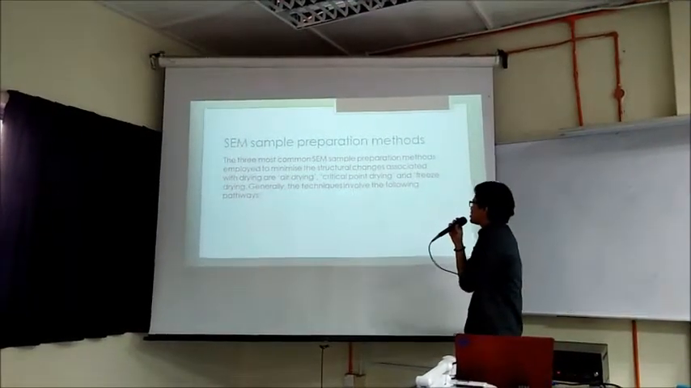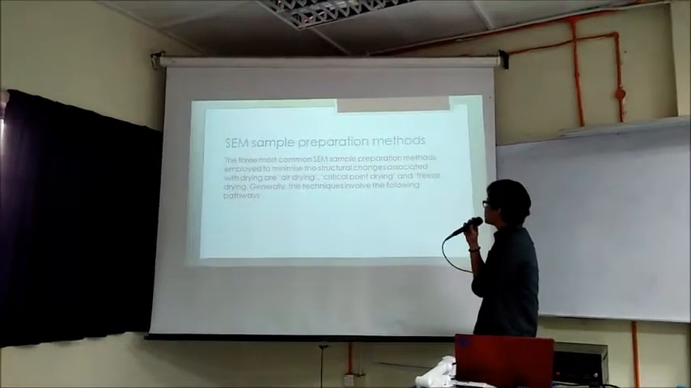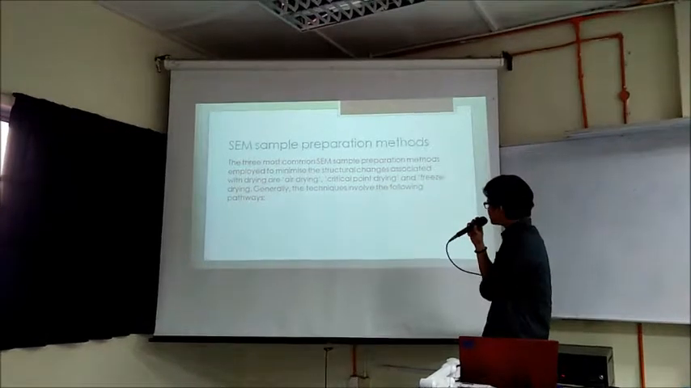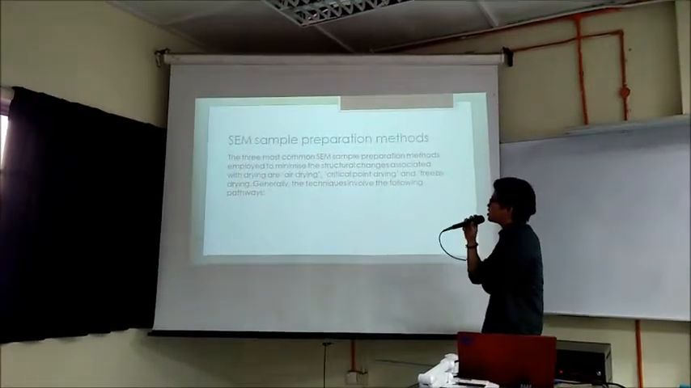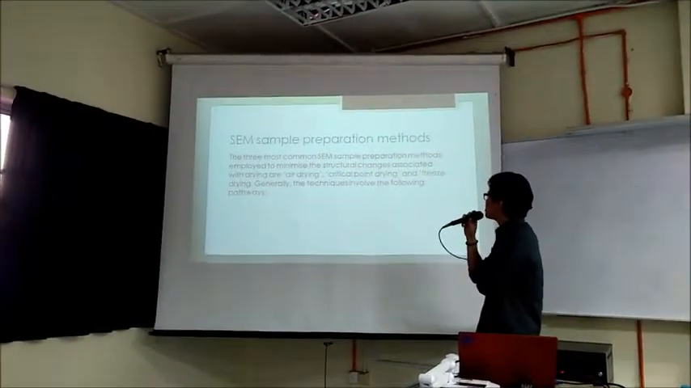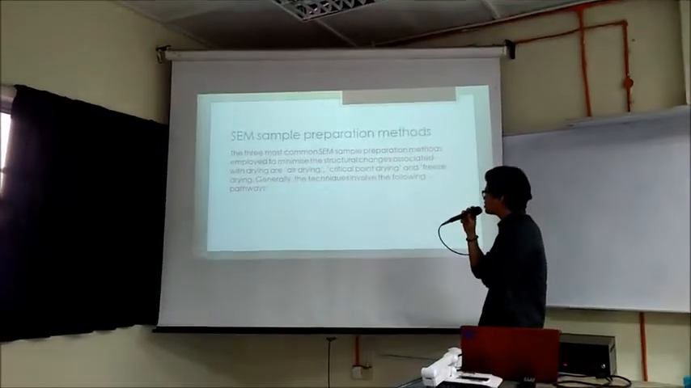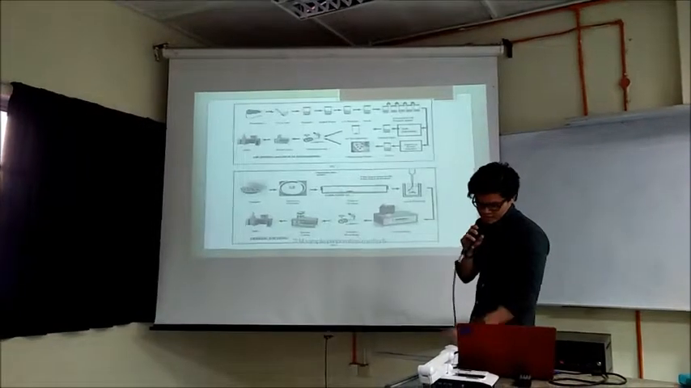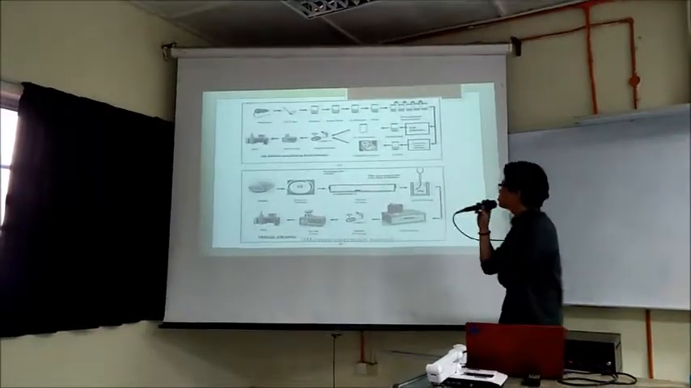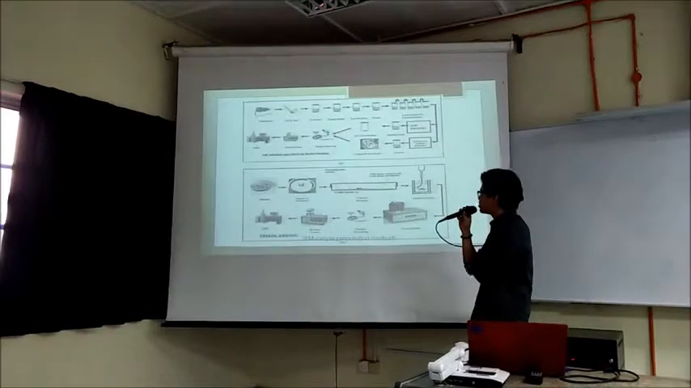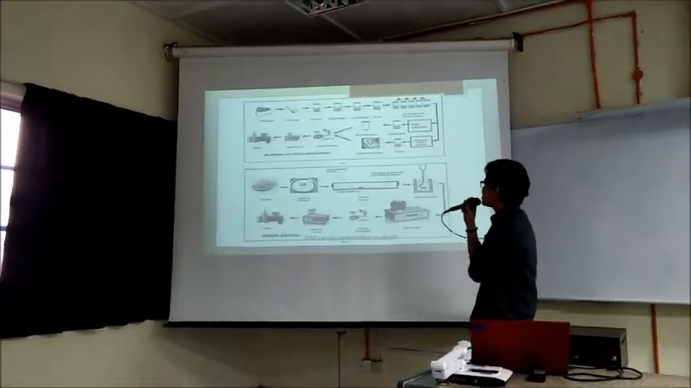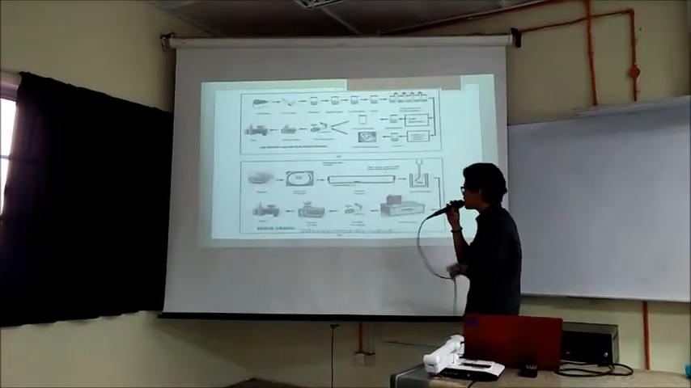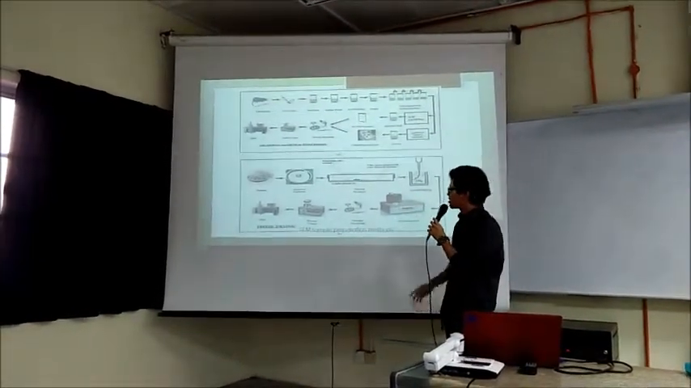The scanning electron microscope sample preparation method. The three most common scanning electron microscope sample preparation methods employed to minimize the structural changes associated with drying are air drying, critical point drying, and freeze drying. Generally, the technique involves the following pathways. So these are the two preparation methods, which are air drying and critical point drying, and down here is freeze drying.